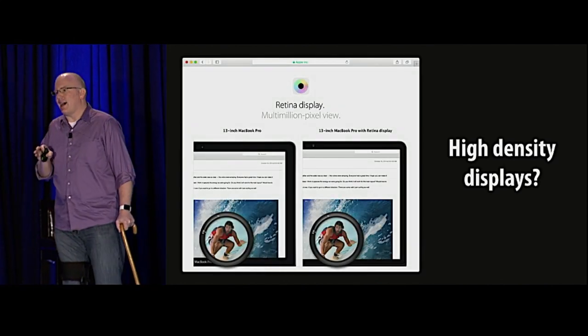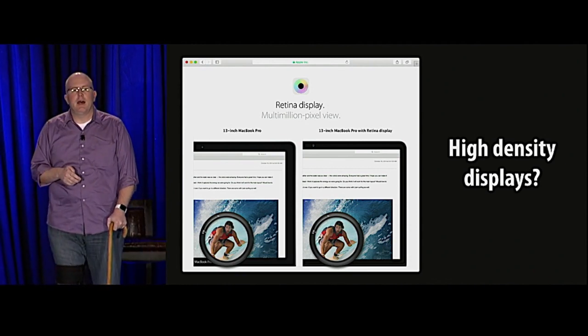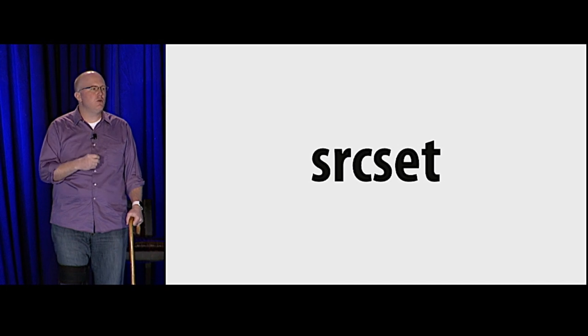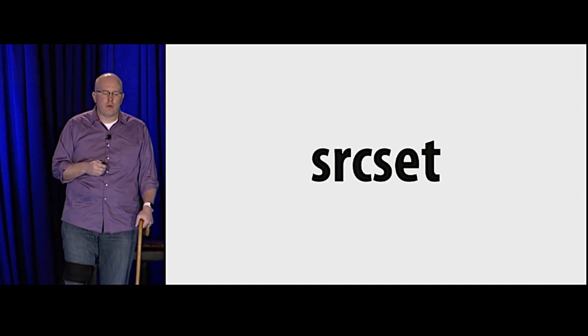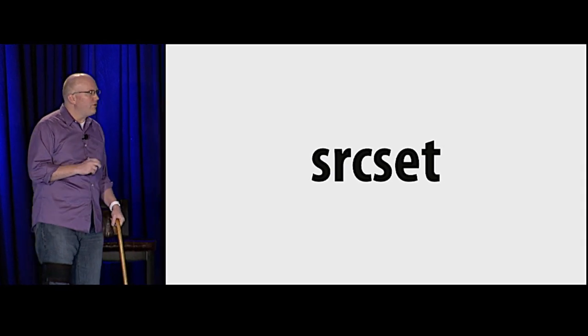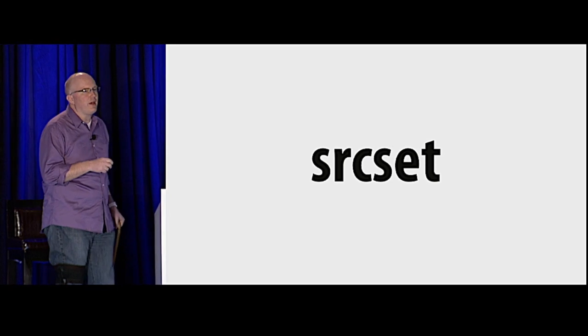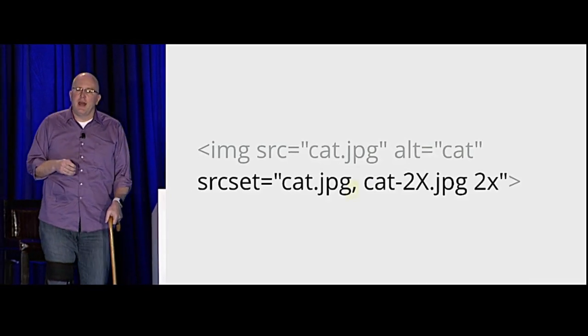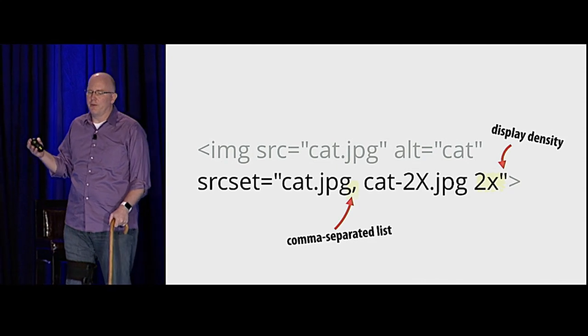When we move on to high density displays, that's where things start getting a little bit more complicated. And this is where the first piece of this new specification, this new syntax comes in: srcset. There are two different ways that we use srcset. The first one has to do specifically with high density displays, and it allows us to have a comma-separated list inside this srcset attribute.